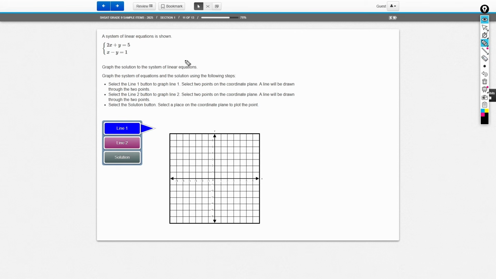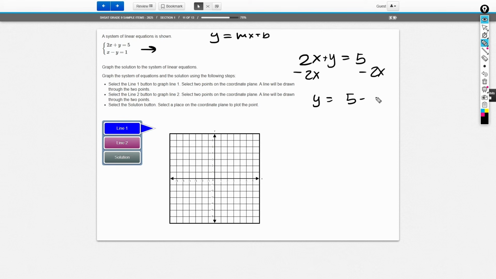So in order for you to graph something, you should put it in terms of y, because you have y equals mx plus b, right? So if I have 2x plus y is equal to 5, the way that I can graph this is by putting everything in terms of y. So if I subtract 2x from both sides, I get y is equal to 5 minus 2x. And then from here, I can just find 2 points, right?